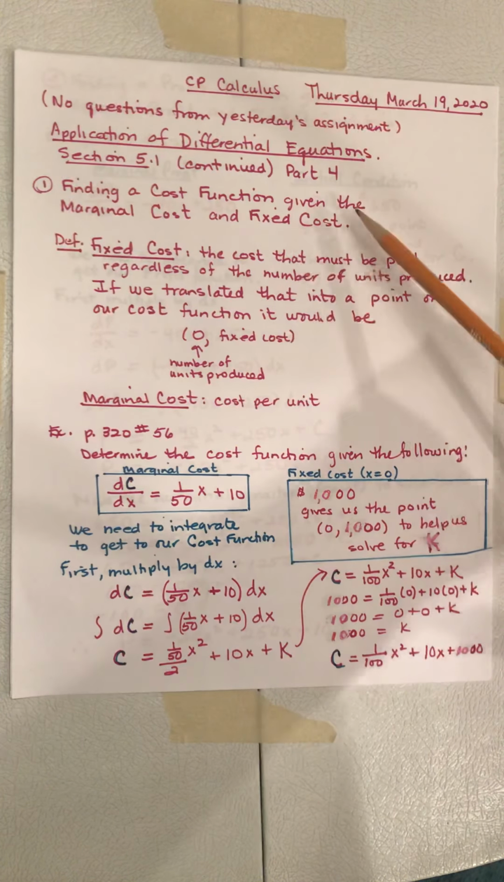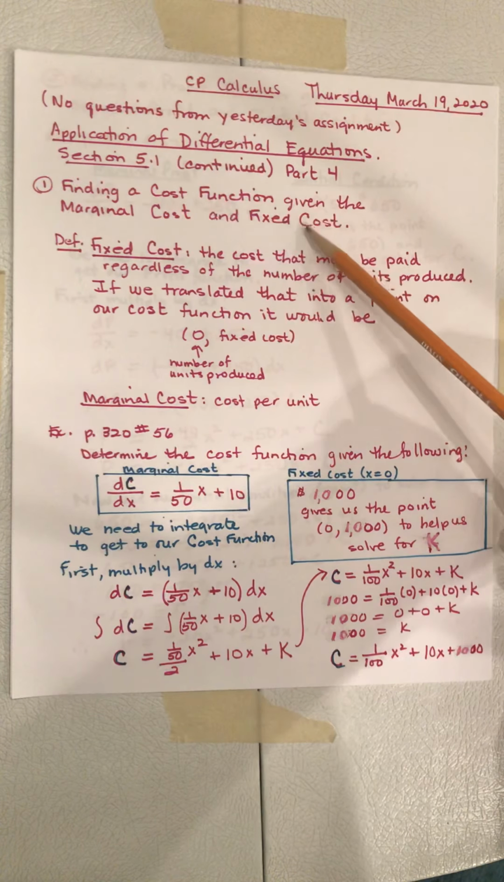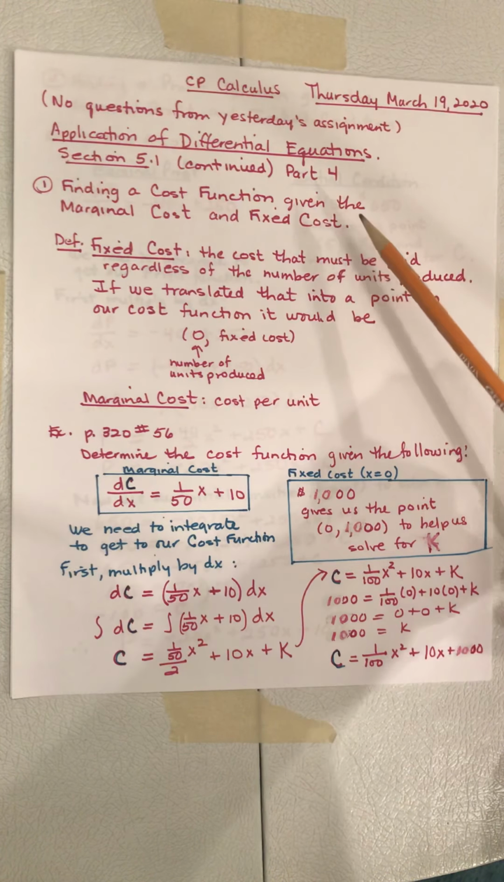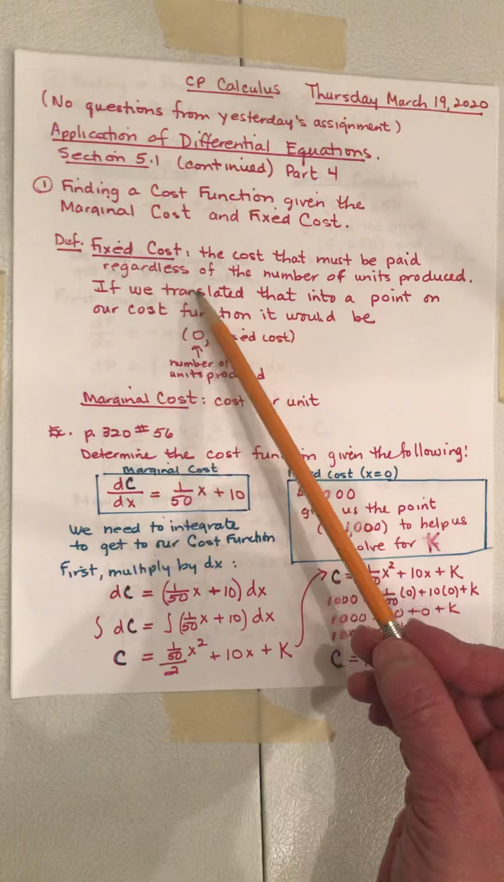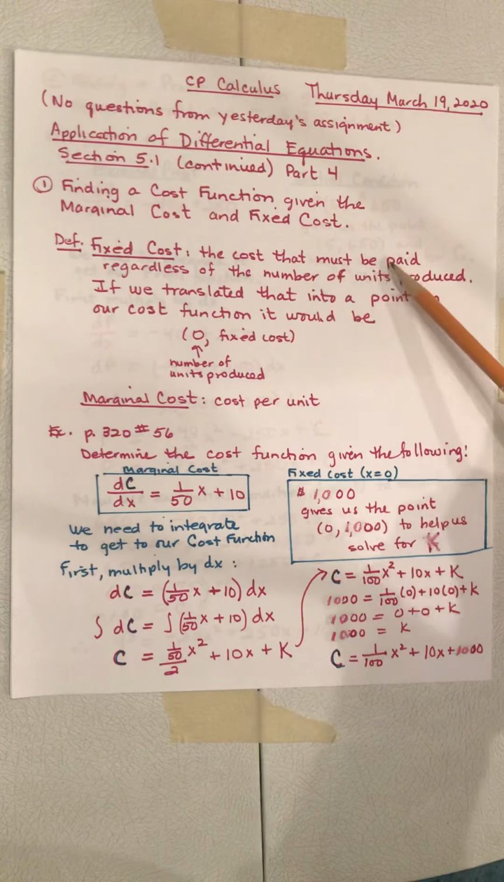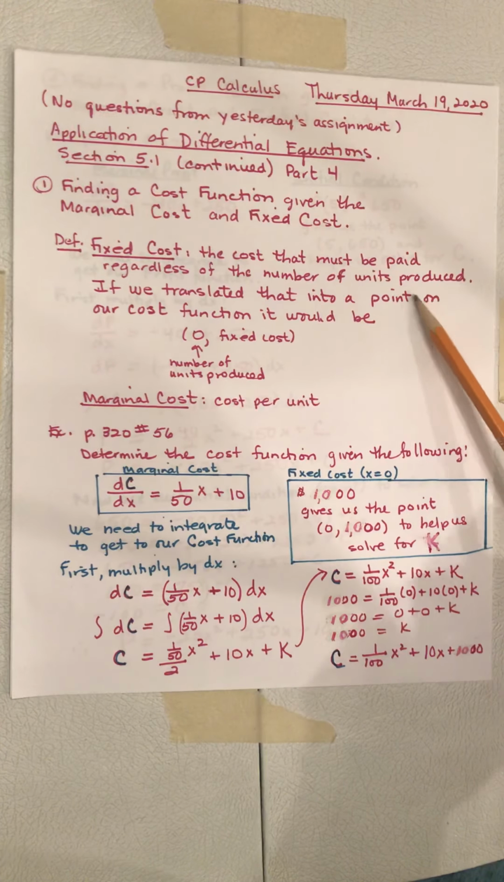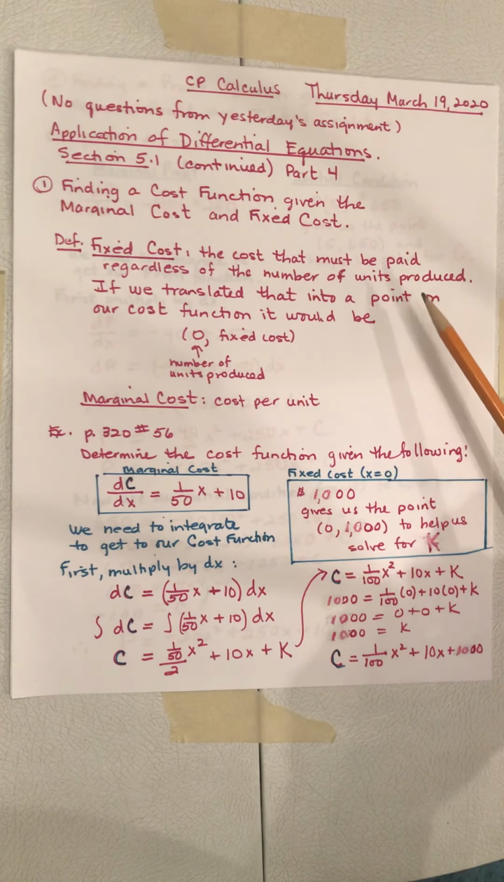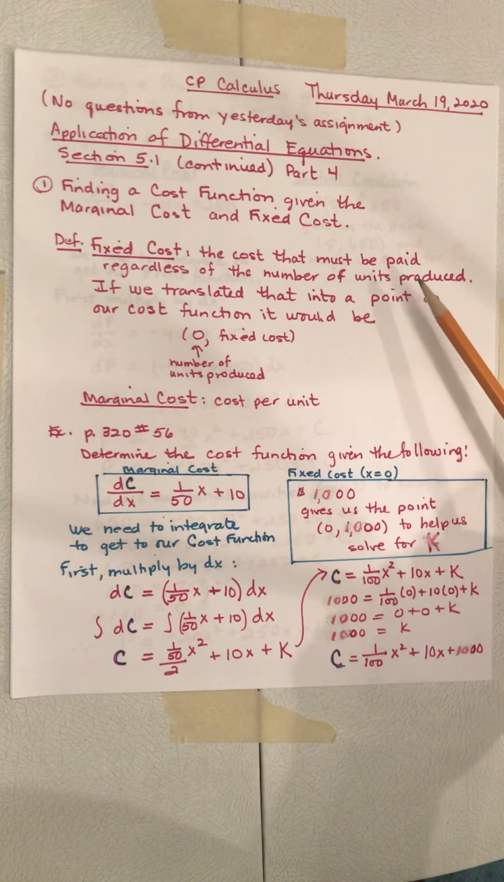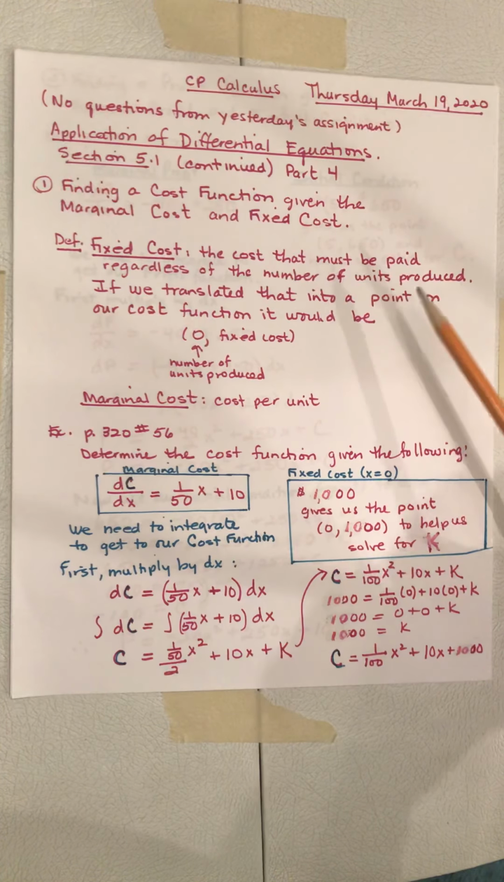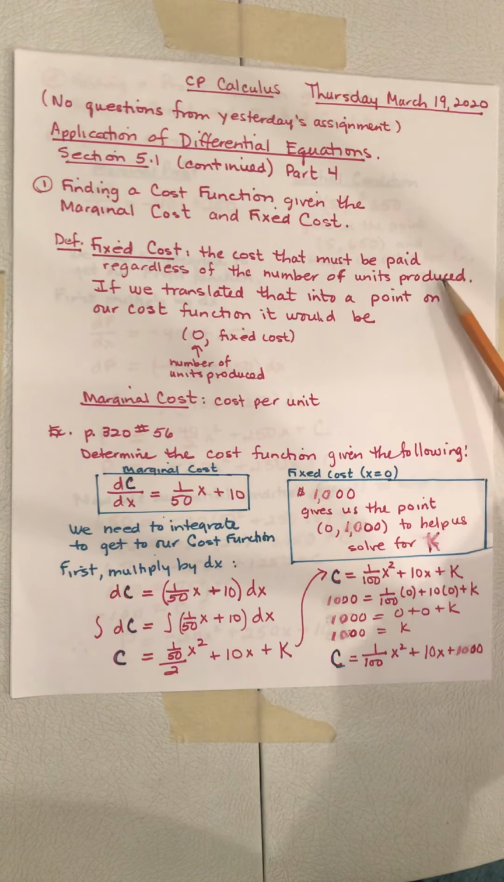One is finding a cost function given the marginal cost and fixed cost. So let's see, what is a fixed cost? A fixed cost is the cost that must be paid regardless of the number of units produced. For example, if you're renting a building, it doesn't matter how many things you produce, that rent is going to stay constant. It's a fixed cost.